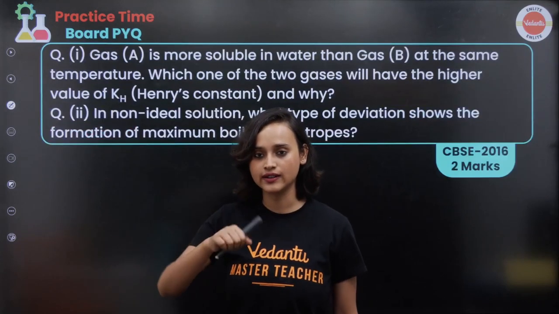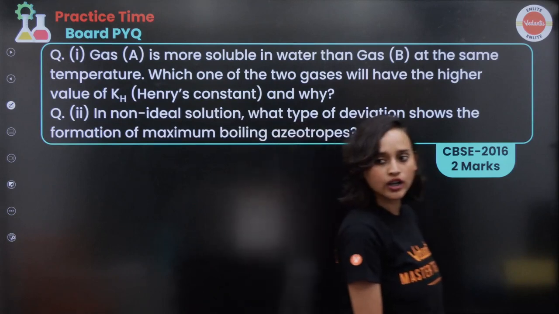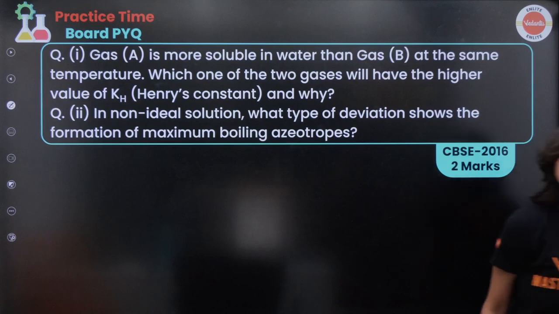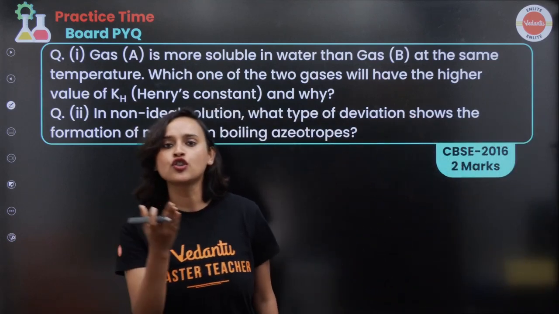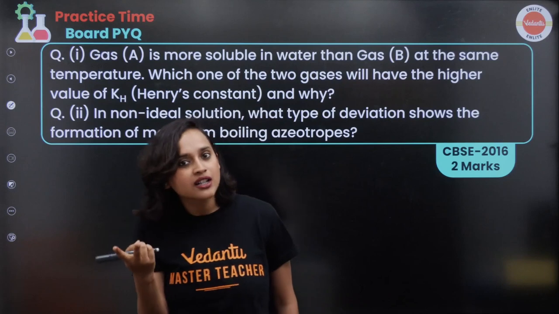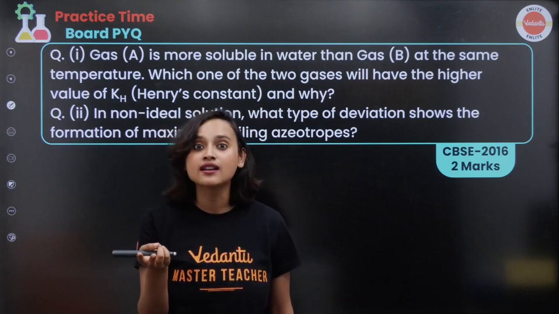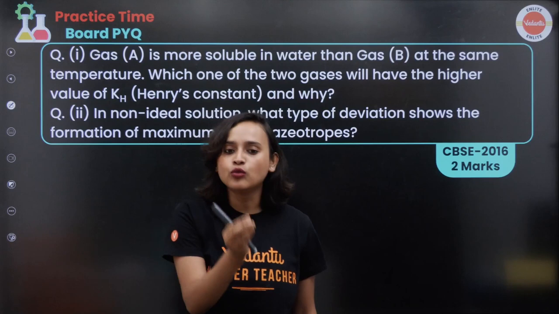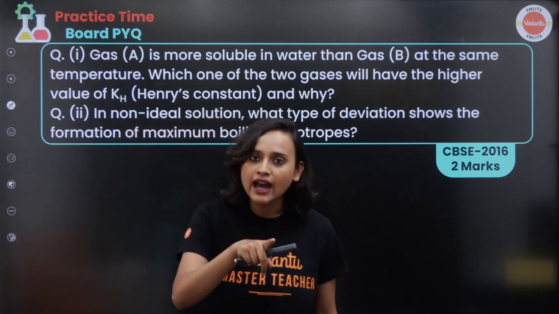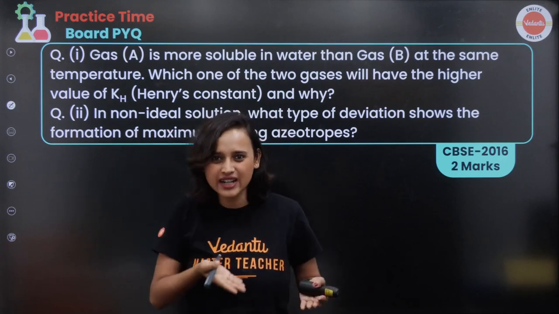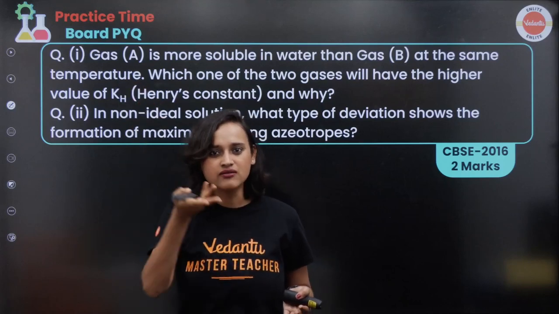Next. Now, gas A is more soluble in water than gas B at the same temperature. Which one of the two gases will have the higher value of KH, that is Henry's constant, and why? So, the solubility of a gas in a liquid depends on temperature, the partial pressure of the gas over the liquid, the nature of the solvent and the nature of the gas. Four things. The most common solvent is water. The gas which is more soluble in water will have lower value of KH. We have read this. So, that means gas B will have higher value of KH.